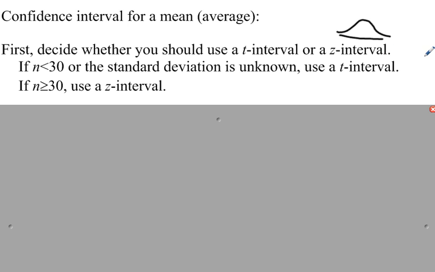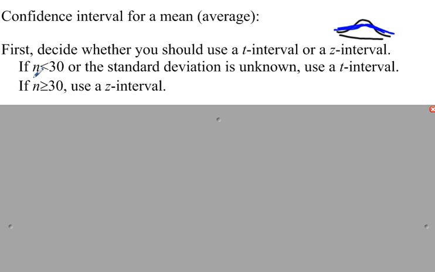Now, about 100 years ago, there was a guy working at the Guinness Brewing Company, and he noticed that when you selected a small number of samples, it didn't quite follow a normal curve. It was more like a flattened normal curve. So it's still that same shape, but not quite as high and wider than it should be. So when we have a small amount of data, we use just a little bit different calculation. We use what's called a t-interval instead of a z-interval, okay?